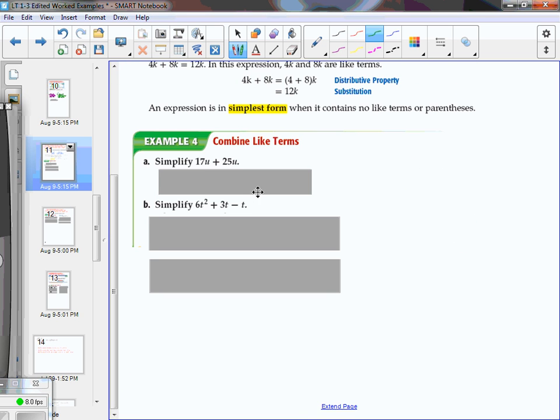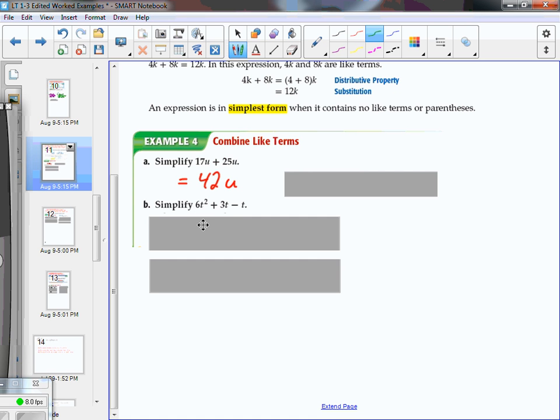Simplifying by combining like terms. 17u plus 25u. Are those like terms? Yes. All we need to do then is add their coefficients. What is 17 plus 25? So we get 42u. Not u squared either. All you do is add the coefficients. Do not change the exponent on the variable at all. Not when you add or subtract.